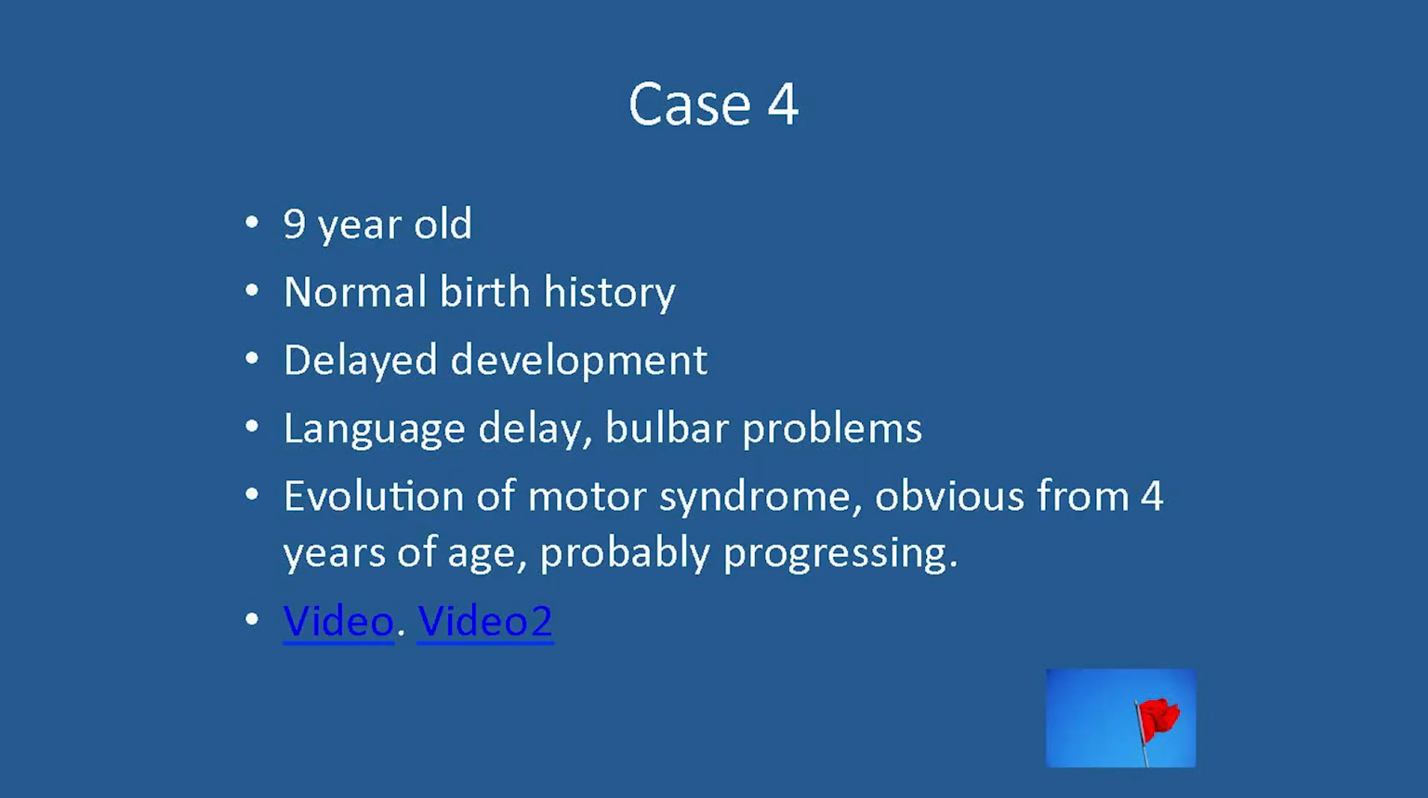A 9-year-old boy had some delayed development and developed bulbar problems, and then his motor problems certainly seemed to be getting worse. But they've stopped getting worse now. He's now 15, and he's pretty stable.